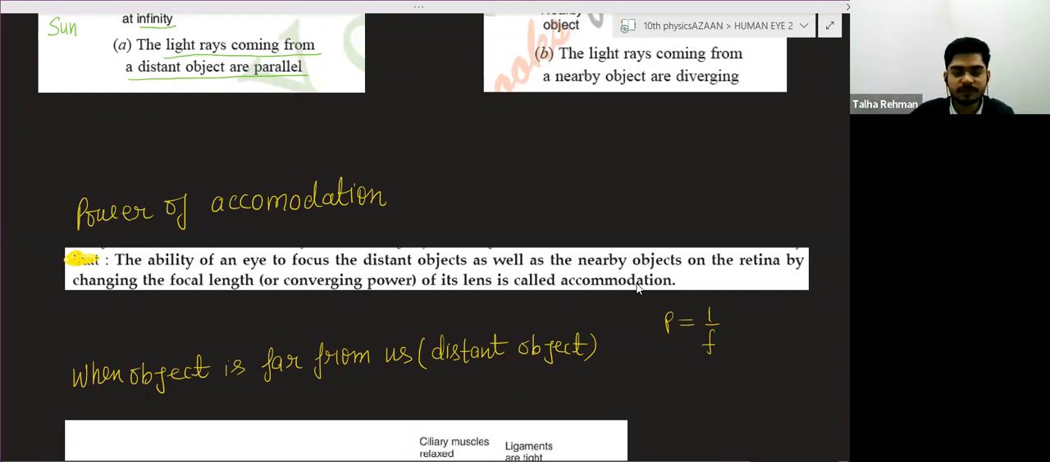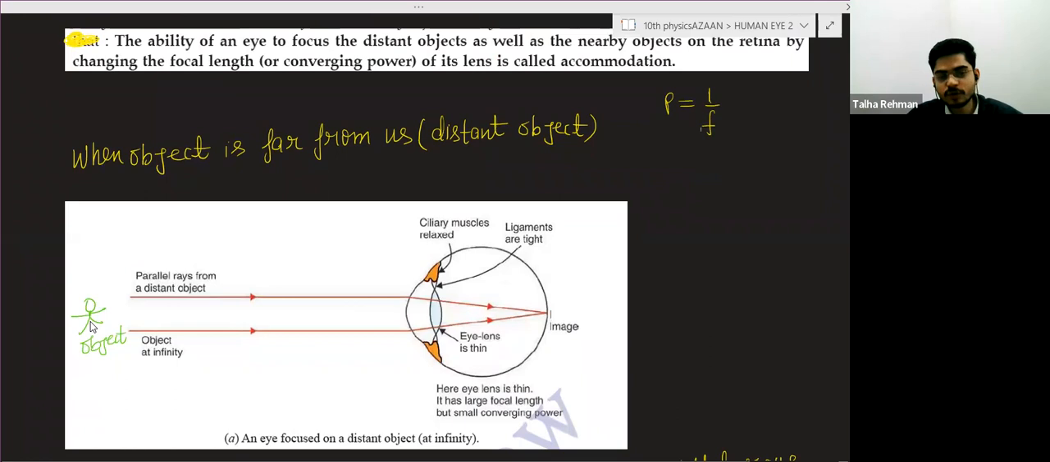Now we will see what will happen when we are watching a distant object. Suppose this is the distant object and this is our eye. From the distant object, these are the parallel rays, and this is the cornea. Through the cornea, the light rays will enter the eye, and this is the eye lens. These are the ciliary muscles, these are the ligaments.